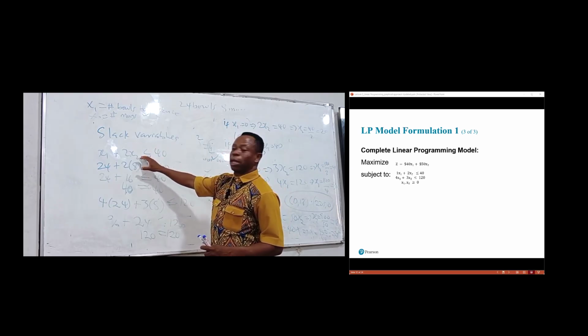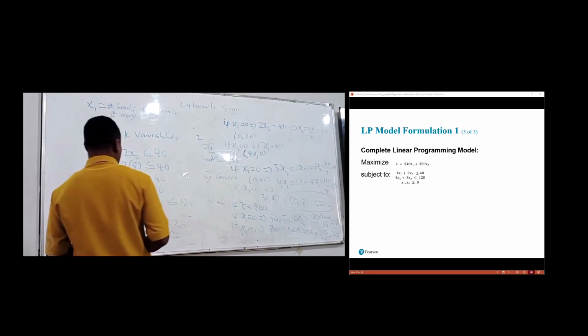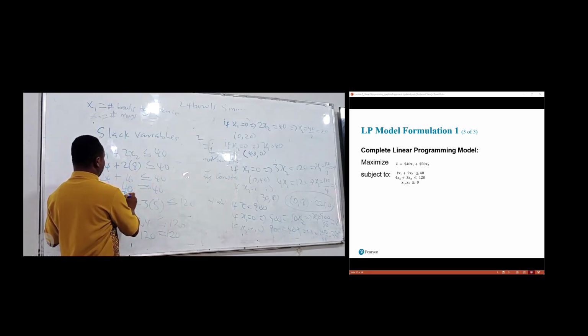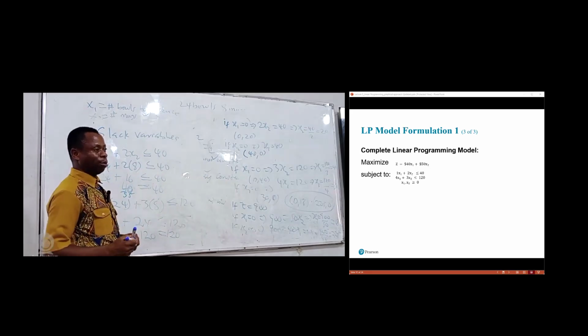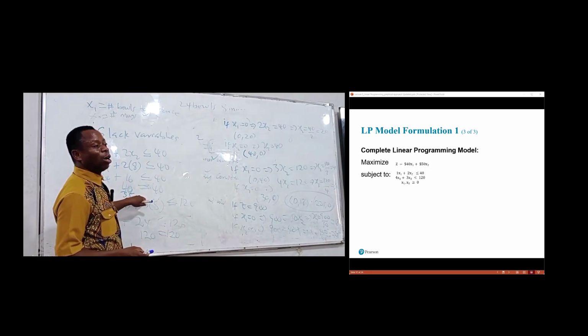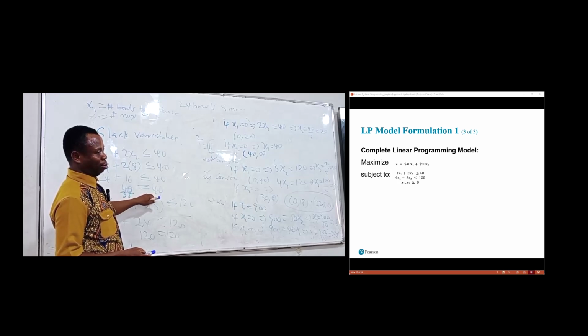So for example, if you take equation 1, if we were to use only 35 of the labor hours available, we'll have 35 less than or equal to what? 40. And the surplus will be what? We call that slack variable. That is an unused resource. So we call it a slack variable.